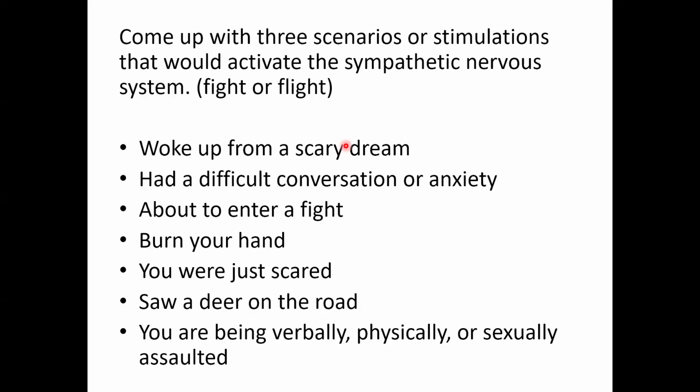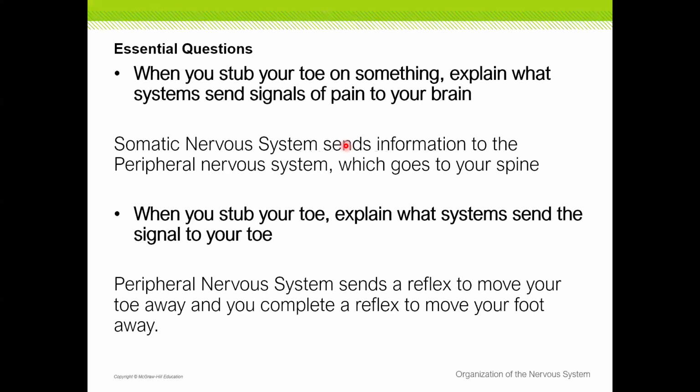So we have essential questions here. When you stub your toe on something, what system sends signals of pain to your brain? Your somatic nervous system sends information to your peripheral nervous system, which goes to your spine.